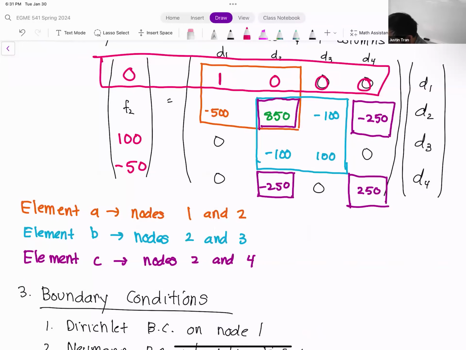And then the final step, of course, F2. We don't have any force being applied in F2, and we have no Dirichlet boundary condition, so we're just going to make F2 equal to 0.